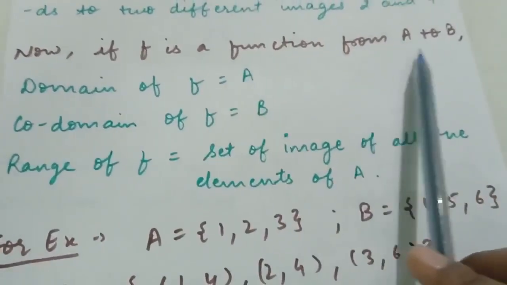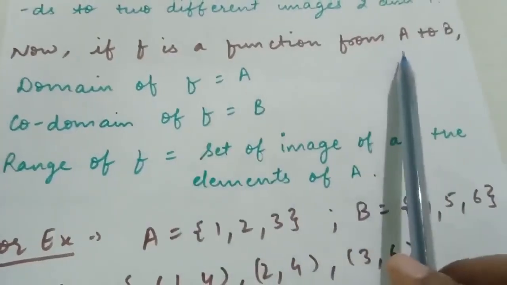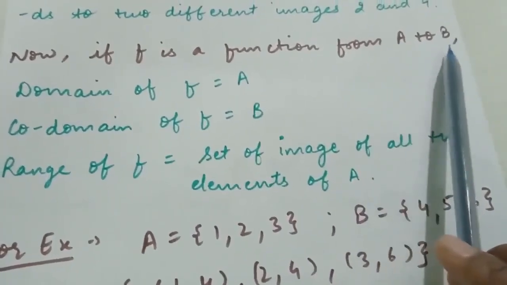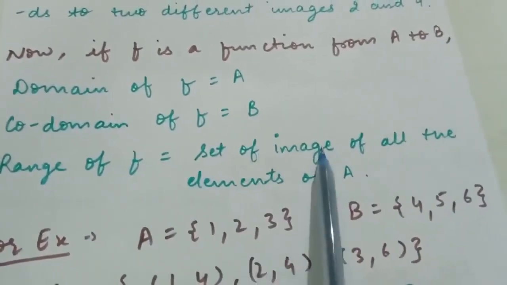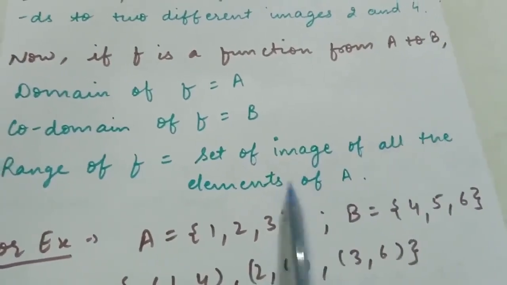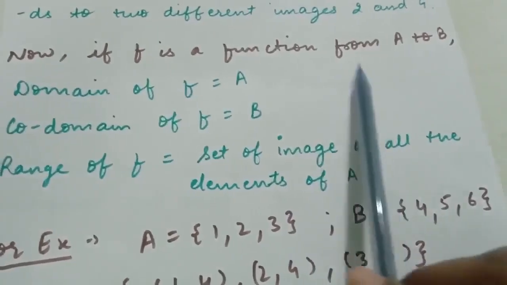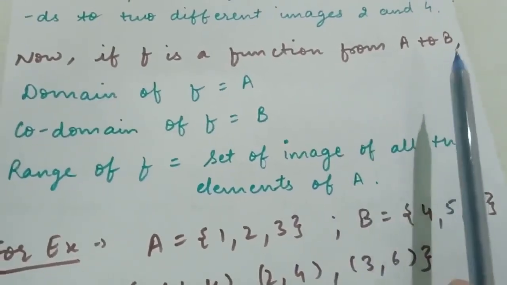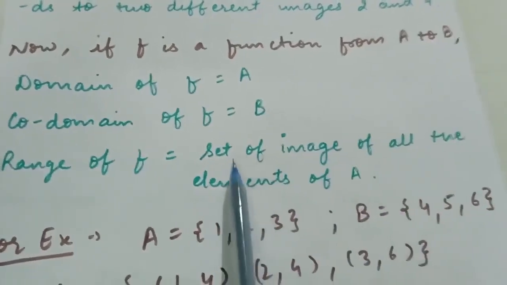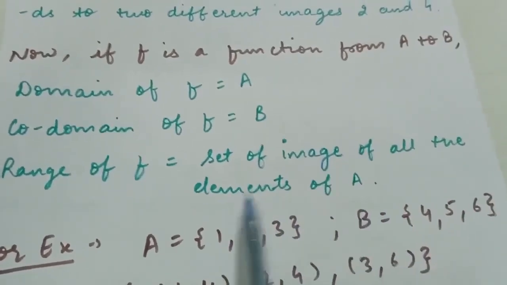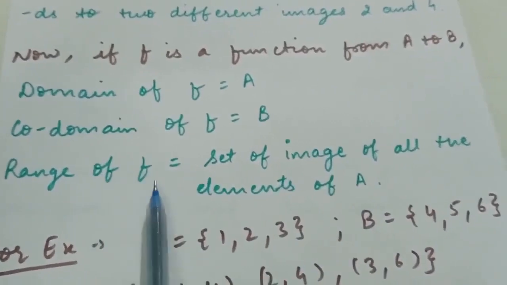F is a function from A to B, so the domain is the complete set A. Codomain is the complete set B. And what is range? Range of f is the set of images of all the elements of A. A के एलिमेंट्स B के जिन एलिमेंट्स से मैप करते हैं, या A के एलिमेंट्स की जो भी इमेजेस होती हैं, the set of the images of all elements of A is the range of f.